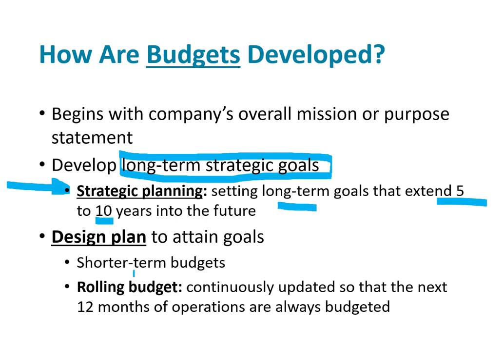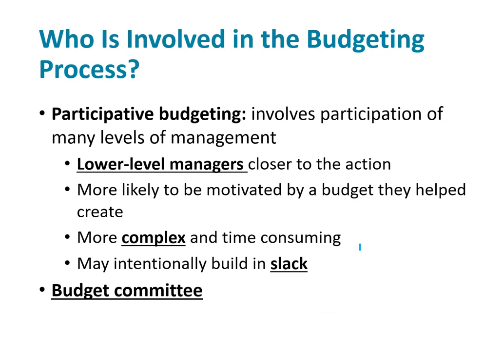When we're designing a budget to attain certain goals, though, we're looking at short-term budgets. You could have something like a rolling budget, where it's continuously updated. So the next 12 months of operations are always budgeted. So that would be like if we have a February to February budget, and then February gets finished, and then we have a March to March budget. So you're always rolling forward on the budget.